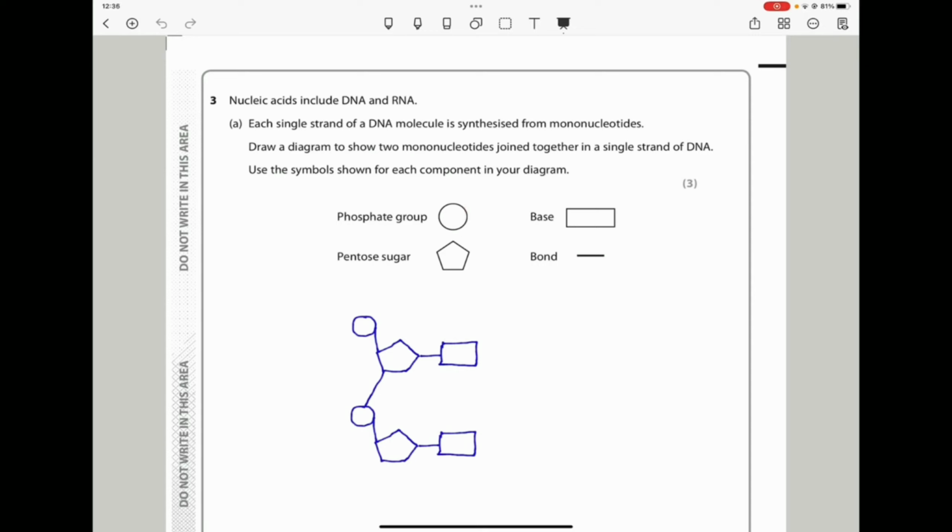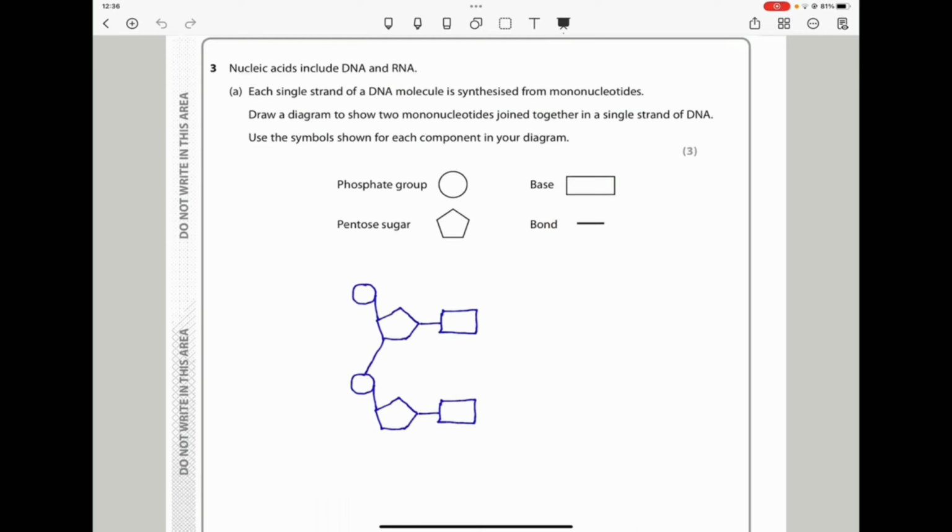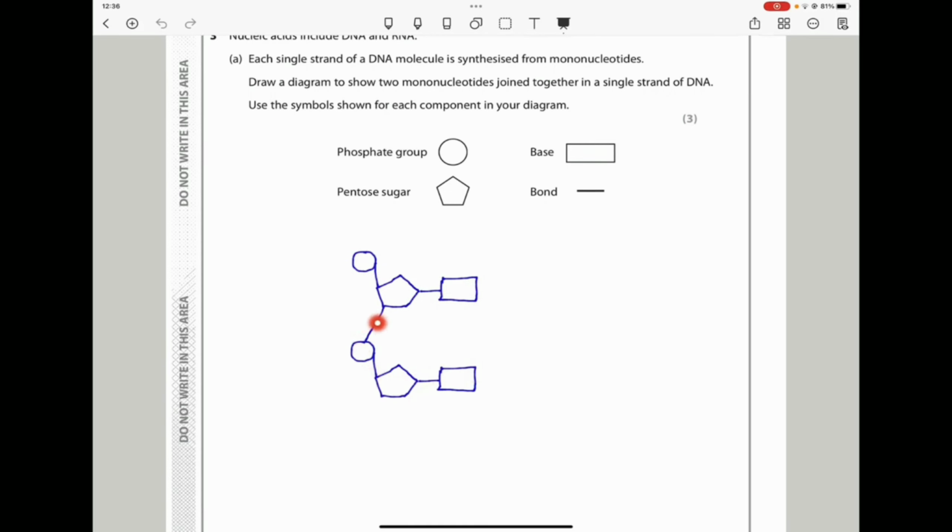So we have a phosphate, we have a pentose sugar, we have a base, and then we have a bond. So we know that nucleotides are assembled as a phosphate connected to a sugar, which is connected to a nitrogen base. And so we have one nucleotide and the next nucleotide. And here we have a bond connecting the two mononucleotides together.